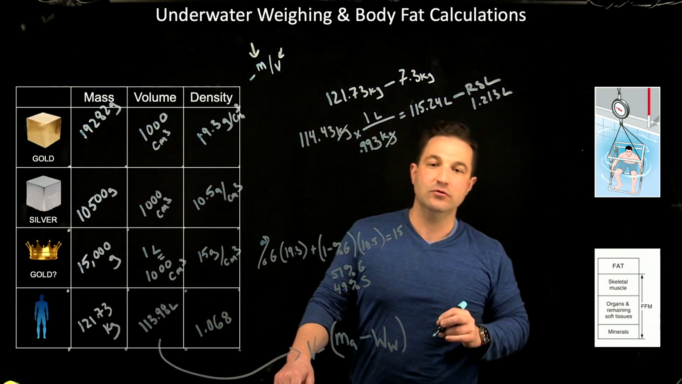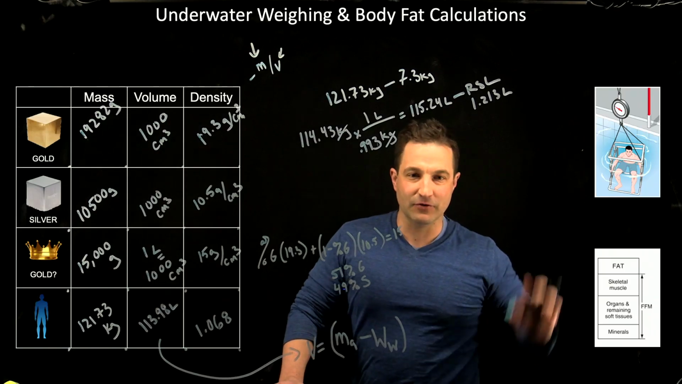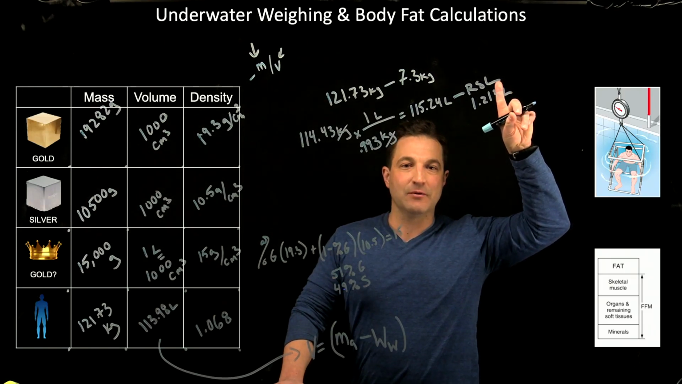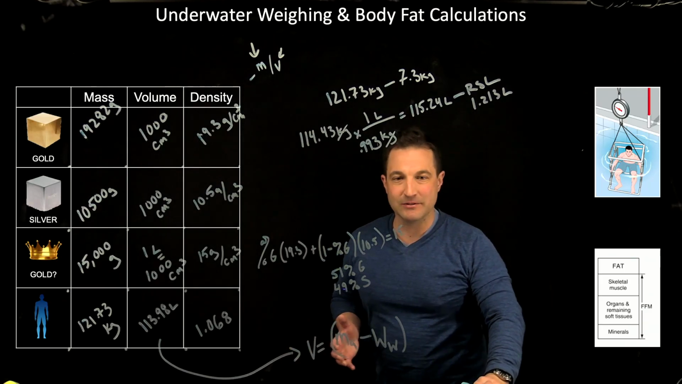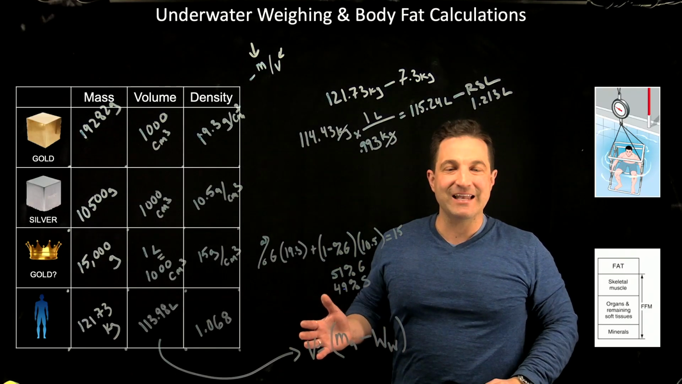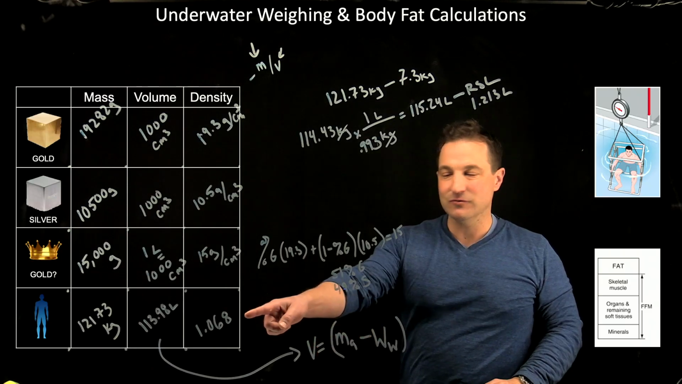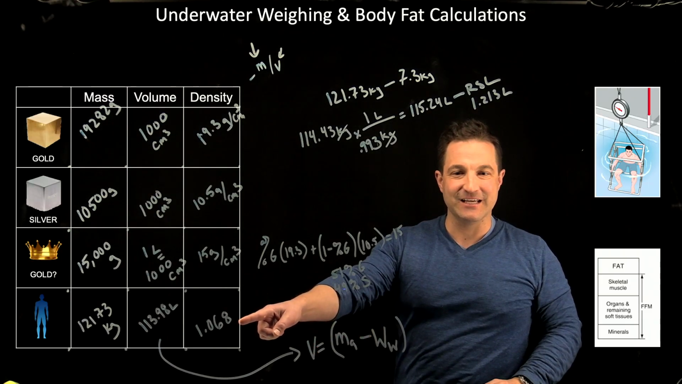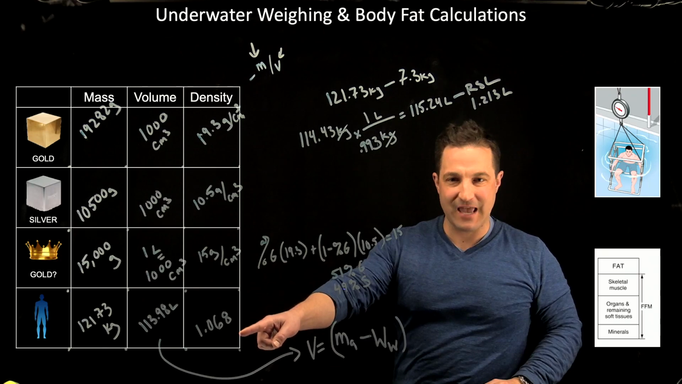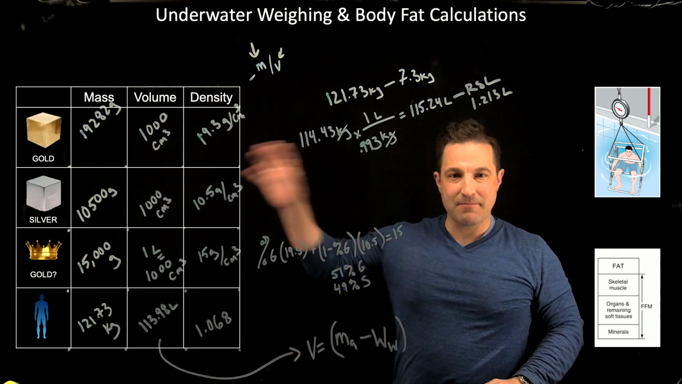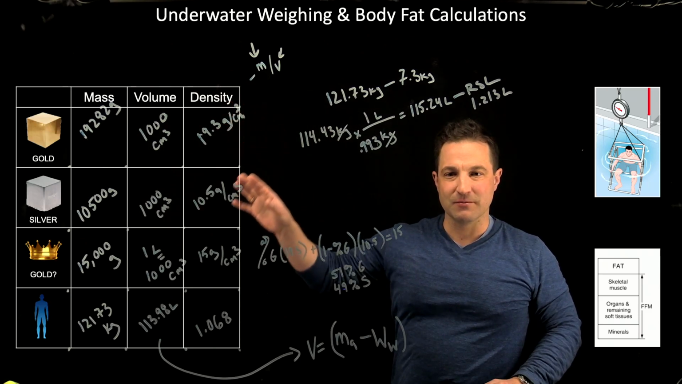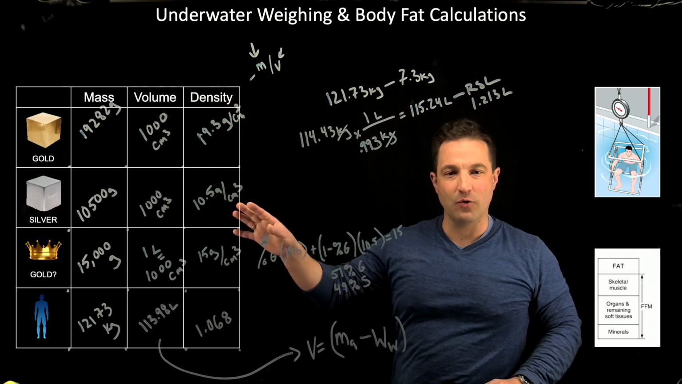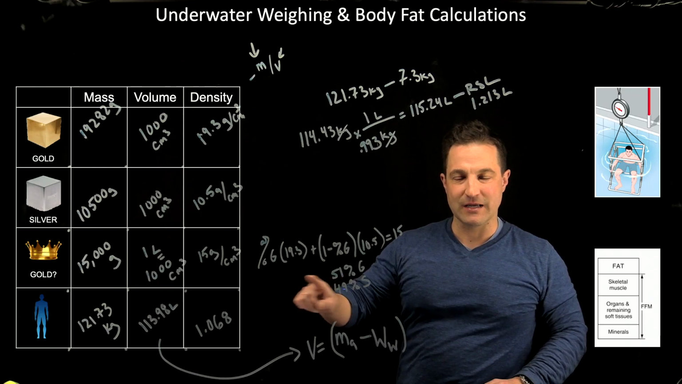Whew. Now, if you look up at the title of the slide, we said we were going to talk about underwater weighing and body fat calculations. And I know you're probably saying right now, you haven't told us anything about body fat. All you've told us is that this person's density is 1.068. But if you think back to the beginning of this little video, we talked about how we could determine the percentage between silver and gold, right? By using this little equation right here.